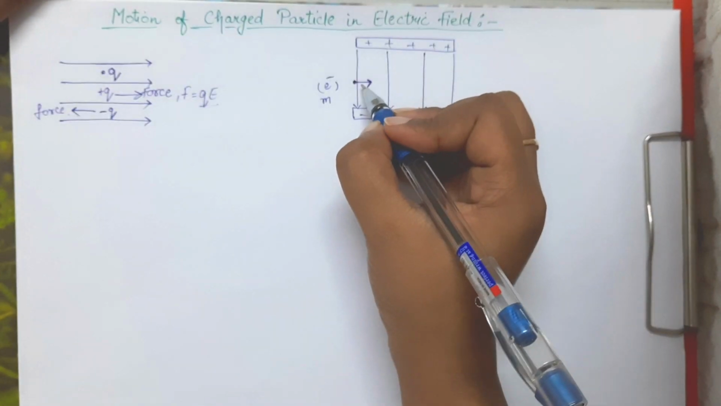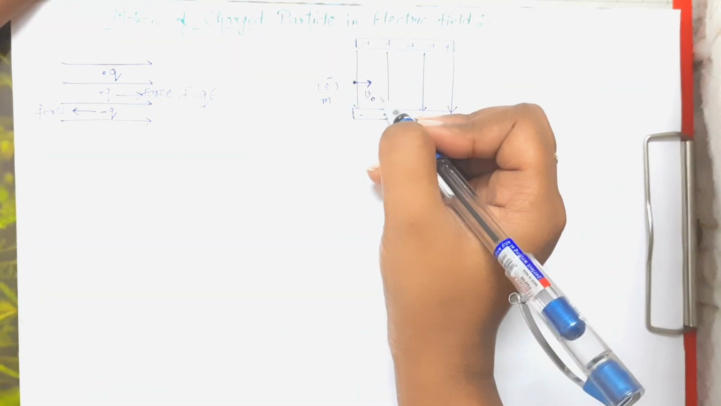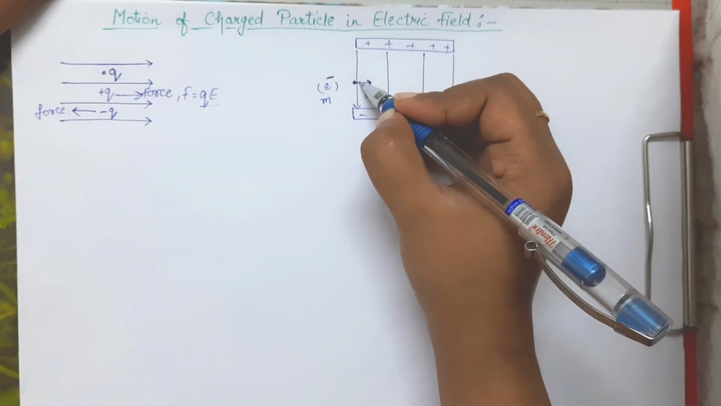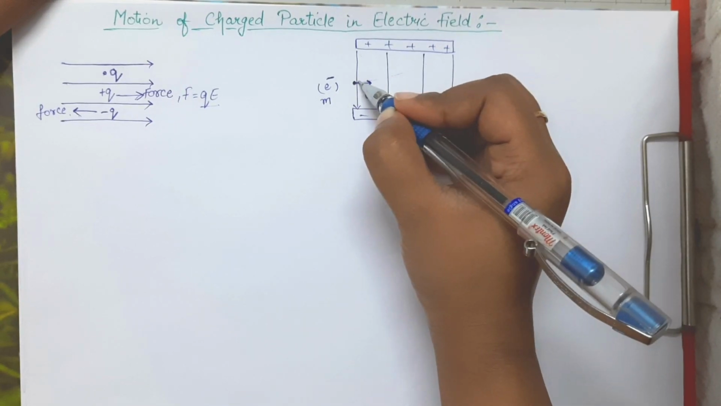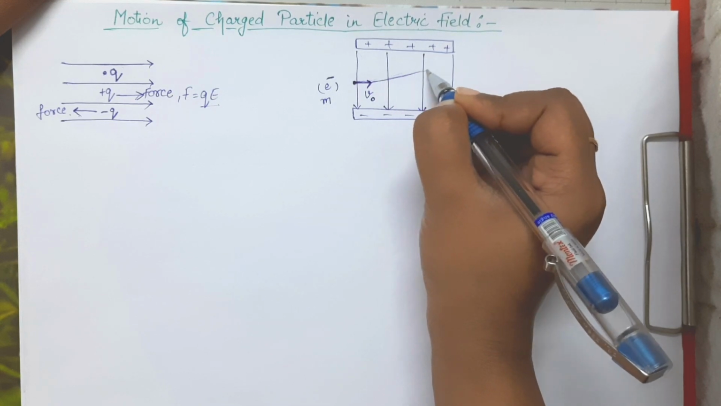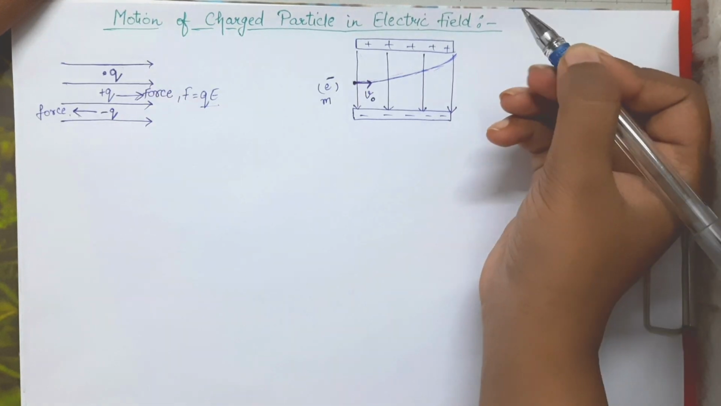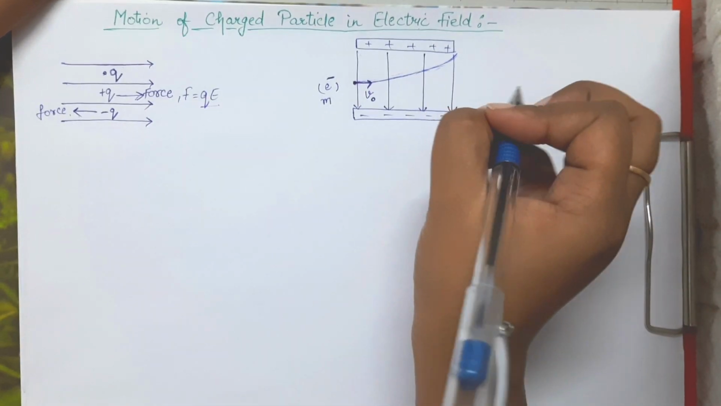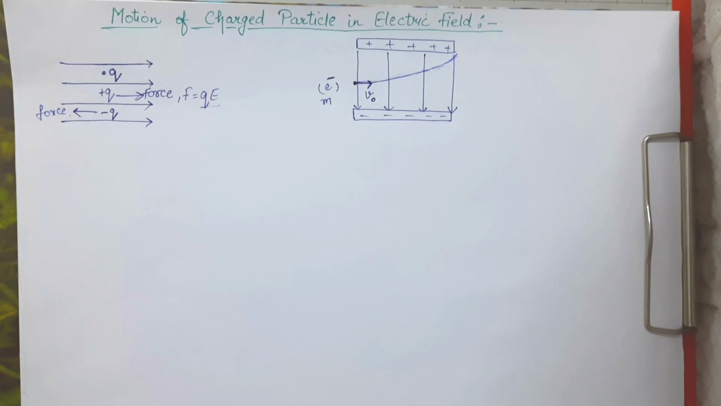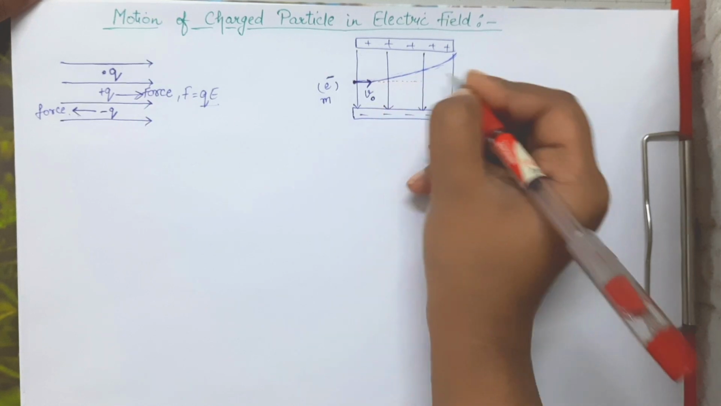Now as this electron moves in this electric field, what will happen? It will start to show deflection, right? Because this is a negative charge, it will start to deflect towards the positive side. So the direction of its movement will be like this. It will start to deflect towards this direction. If the electric field had been absent and it had been moving with the velocity of v naught, then it would have moved in this direction.